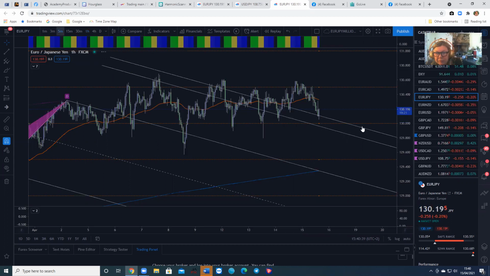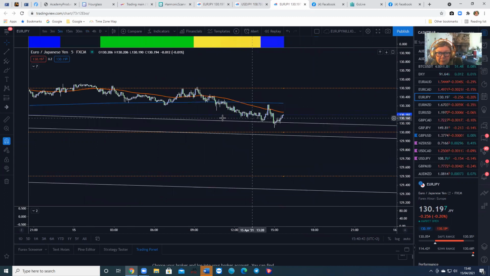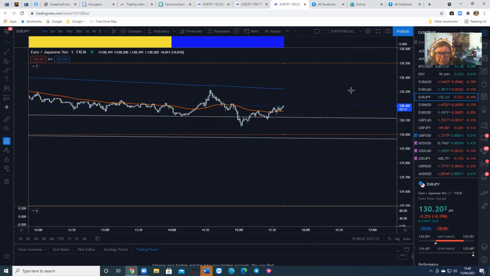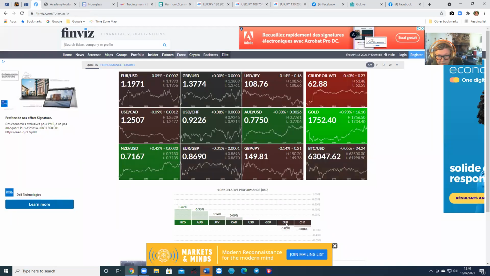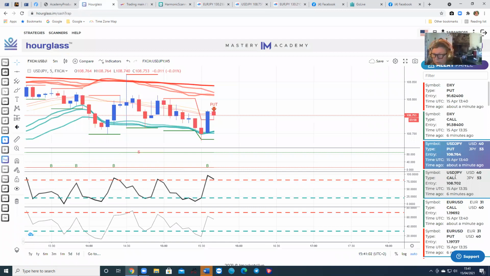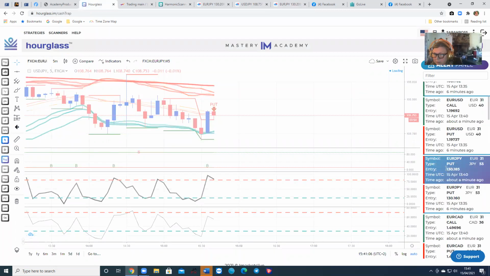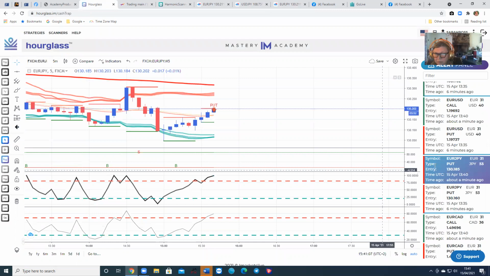Come to the 5 minute, and come down to the 1 minute. So what's happening here? Where's the euro compared to the Japanese yen? It is much weaker than the Japanese yen, and on HourGlass, it's paying out at 78. It is a put 31 to 53. It's overbought. It's off this line of resistance at 204.